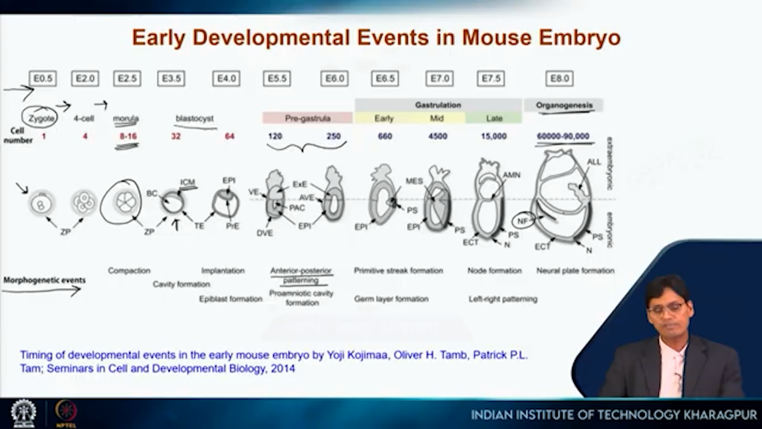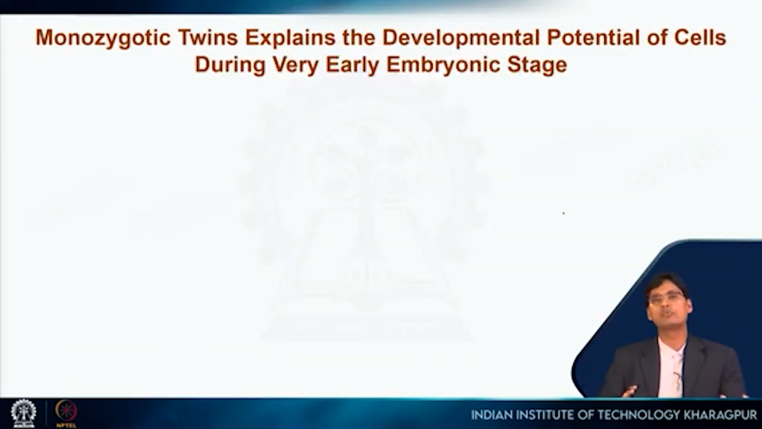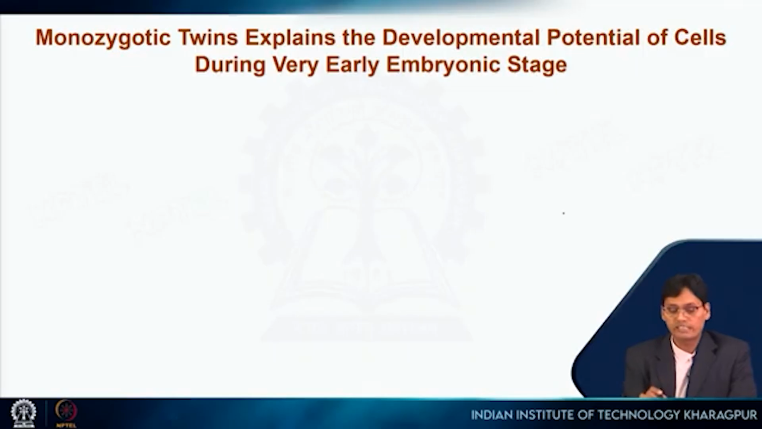Now, whatever I mentioned, that at the beginning the 8 to 16 cell stage cells have potential to make anything, in case of Drosophila that is not possible, because those are already defined in the egg itself before fertilization. So now, in order to corroborate whatever I explained in the last slide, I will give you a real life example. For example, monozygotic twins explain the developmental potential of cells during very early embryonic stage.